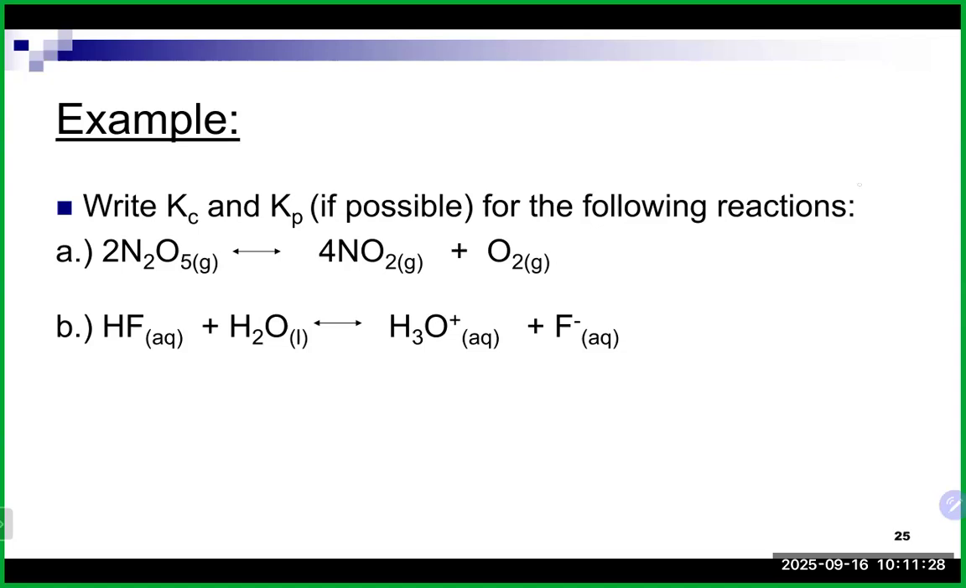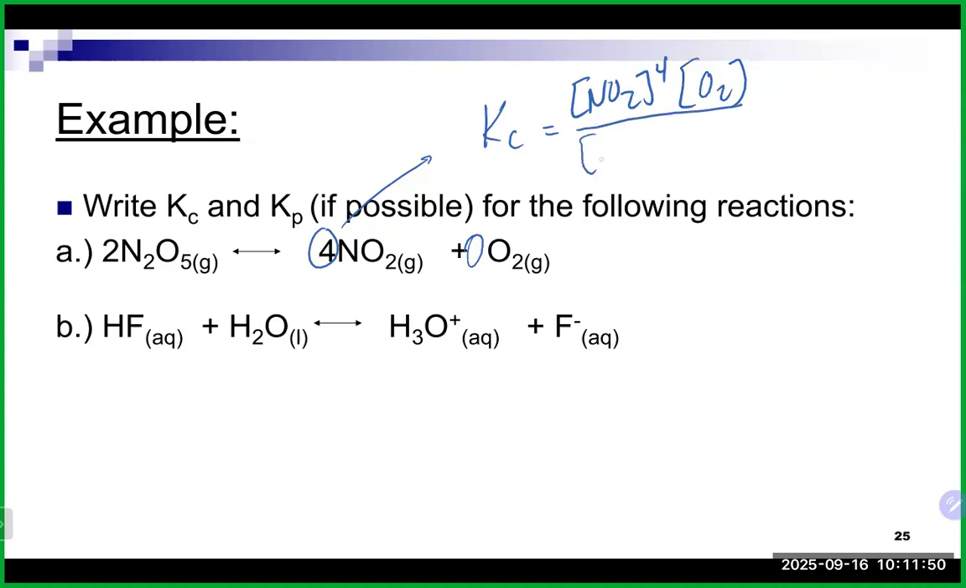So on the first one here, our Kc, again, it's going to be products over reactants. So here we would take the NO2, and we would need to take it to the fourth power because of the coefficient. We're going to times it by the O2. Obviously, the coefficient here is 1, so we don't need to put it. It's implied, divided by our reactants now, N2O5. Once again, we do need to square it because of the coefficient. And that's all that's there. So that would be it right there.